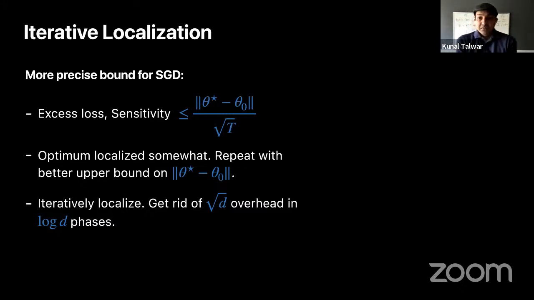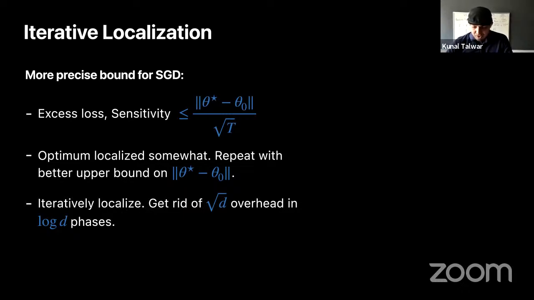And now I can do this again. I can iteratively localize the optimum. And every time I do this, my distance from the optimum falls by a factor of 2. And if I do this for about log d phases, I can get rid of the square root d overhead that I was paying and get close enough to the optimum.